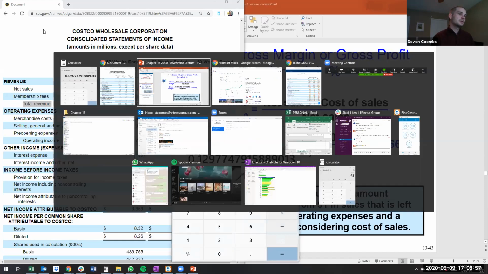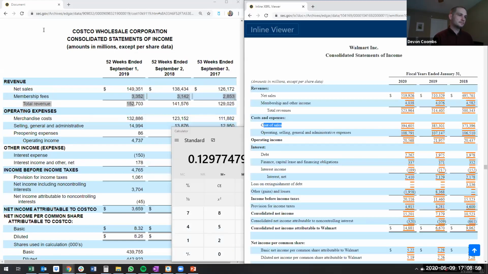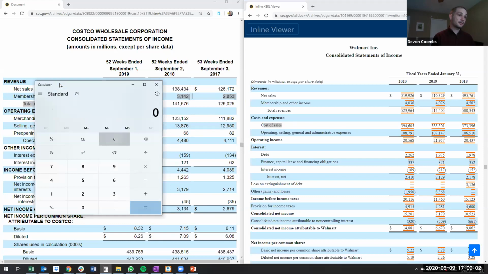But if we're looking at Walmart, how's their profit margin? So net sales, 523,464 minus cost of sales, 605, divided by 23,964, almost 25%. So on every dollar that they sell, they're making about 25 cents of profit for Walmart, while Costco's only making 19 cents. So Walmart's making significantly more on every sale.